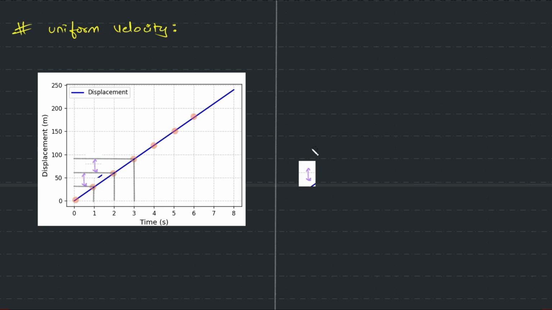Sorry, this is not a good situation. Okay, can you see that? So if I keep doing this, the gap will be the same. That's why it's uniform. So every second we can see the same distance is being covered.